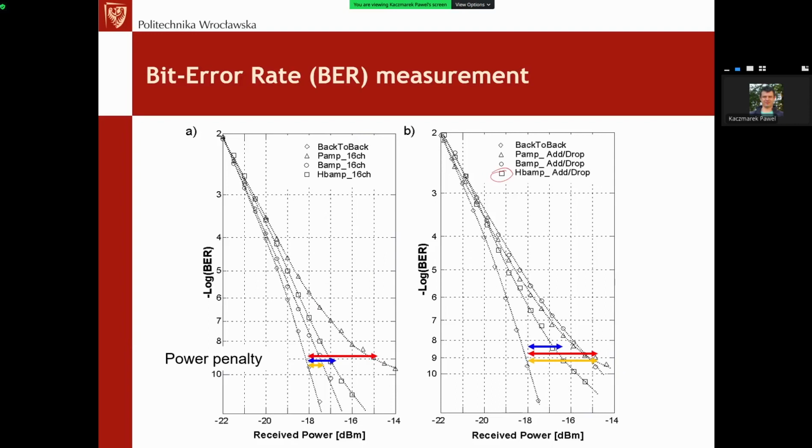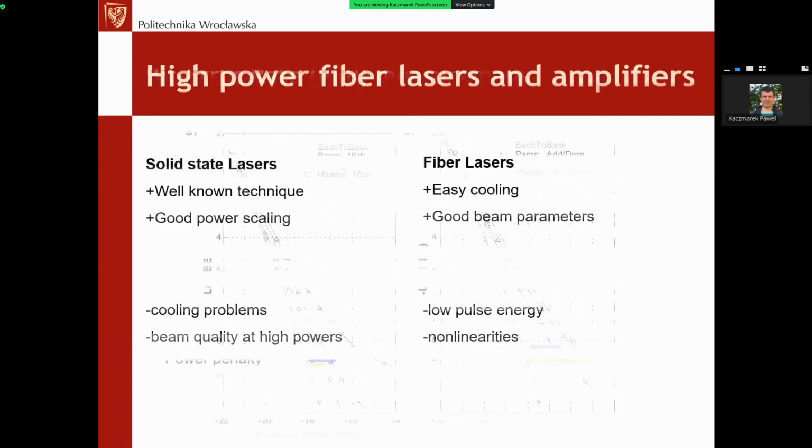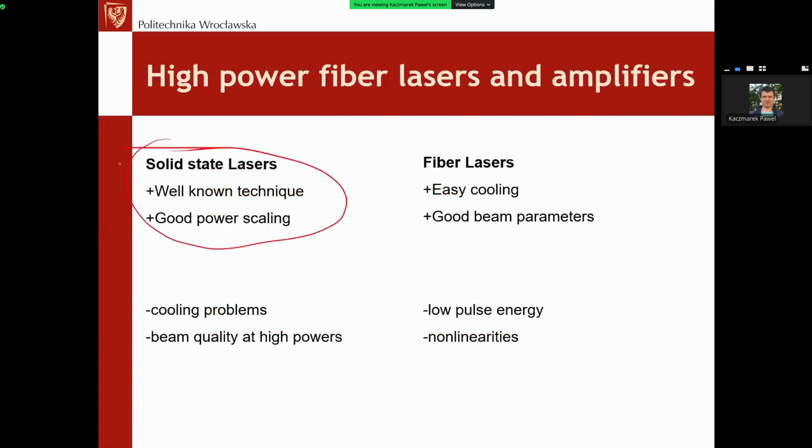I mean high power fiber lasers, amplifiers, and high power fiber stuff, in fact. So I hope Grzegorz didn't tell you anything about high power fiber lasers or amplifiers, just to avoid some repeating of the information. But you for sure know about solid state lasers, yeah? You know what solid state lasers are? You are familiar with them?